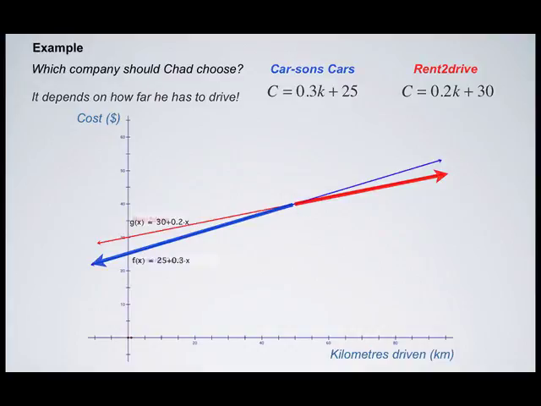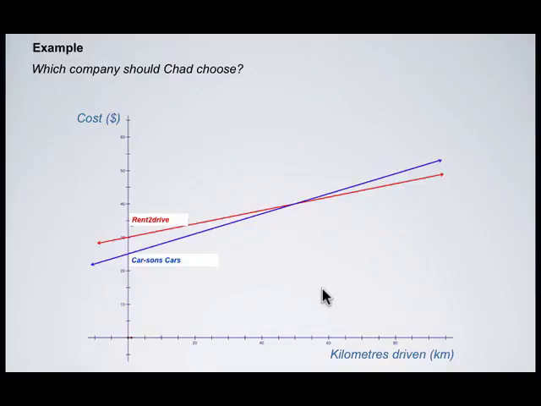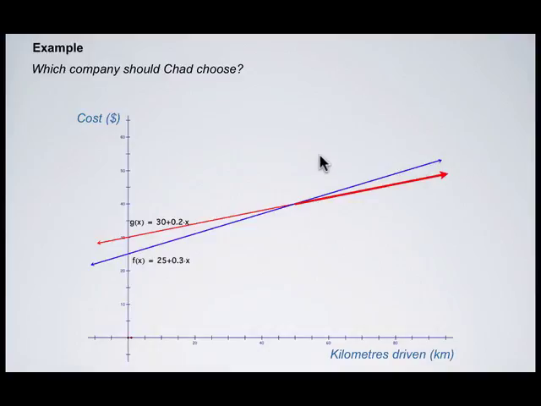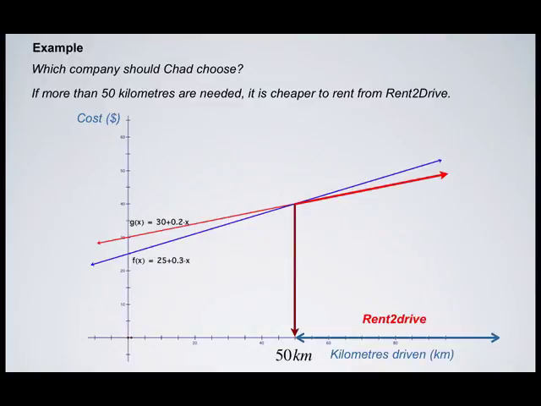Now we're going to try to give him a better idea of when he should pick which car company. If we take a look at Carson's Cars here, it seems that at the point where they meet, it's 50 kilometers. That means that if he is going to drive less than 50 kilometers, it's cheaper to rent from Carson's Cars. This is an estimate here. We're going to show how you can actually determine the exact value, but it seems that it's about 50 kilometers. If we take a look to the right of that point, again, here's our 50 kilometers, it seems that Rent to Drive is going to be cheaper because the cost is lower. So if he plans on traveling more than 50 kilometers, then he should choose Rent to Drive.